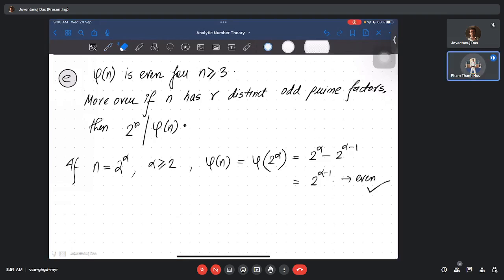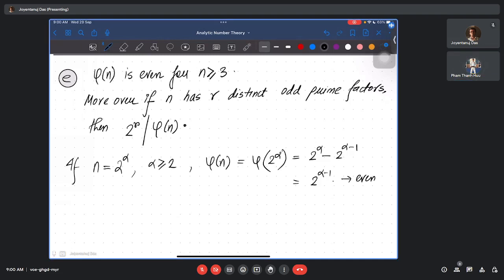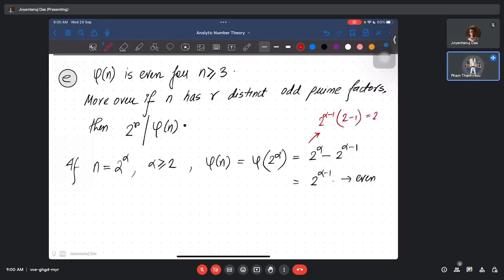So this is true. 2 power alpha minus 2 power alpha minus 1 equals 2 power alpha minus 1 times something, yes, this is true. Because if you take 2 power alpha minus 1 common, it is 2 minus 1. So this is even because alpha is greater than or equal to 2. So this is true.